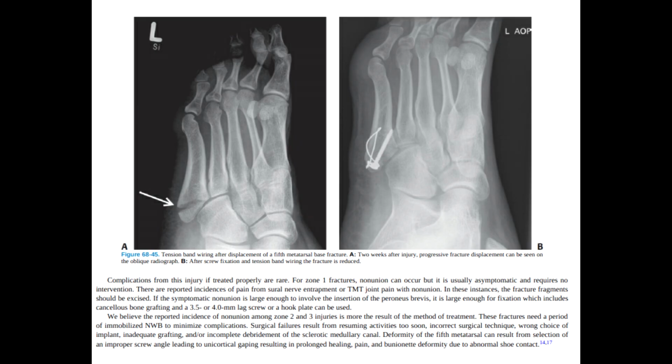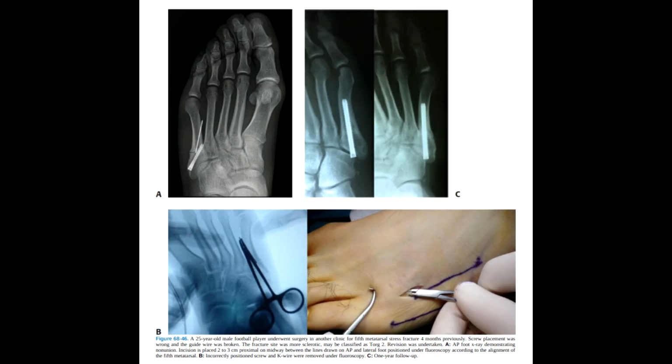The section on complications and pitfalls highlights some important points. For Zone 1 fractures, non-union can occur, but is often asymptomatic and may not require intervention. When symptomatic, non-union can produce lateral foot pain or TMT joint pain from nerve irritation. In those cases, the fragment is excised and fixation with cancellous bone grafting and a 3.5 or 4.0 millimeter lag screw or a hook plate is recommended.